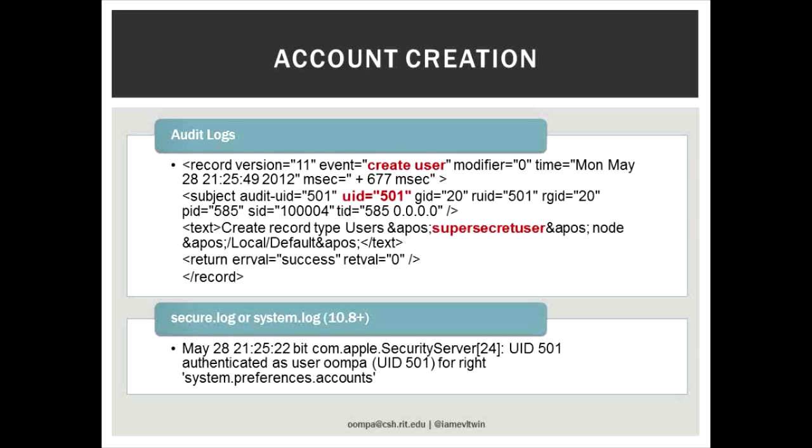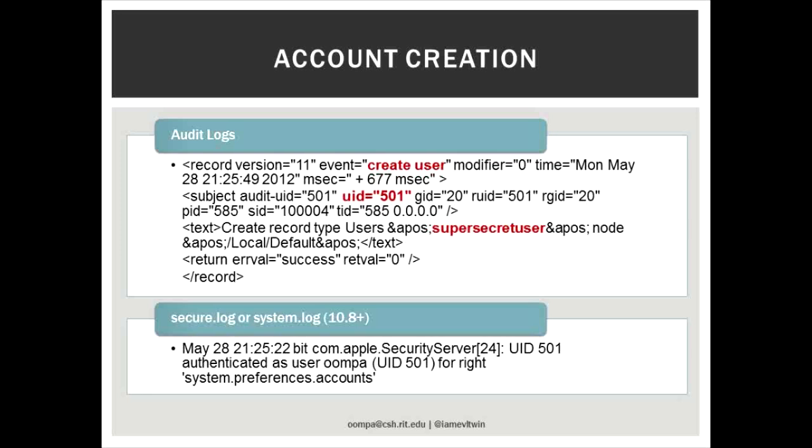Now, account creation. Going back to the audit logs. Like I said before, it's very detailed. Just showing you one record here, there's probably 50, 60 or more different records that get logged just with the one action of creating a user. So in the record, we see the event called create user. You could easily do a search for this type of event.